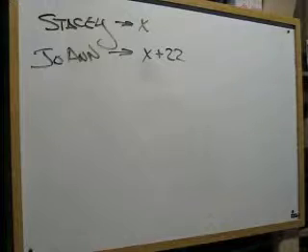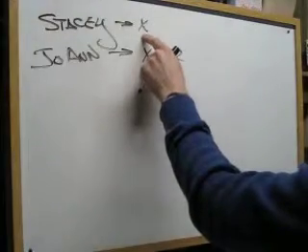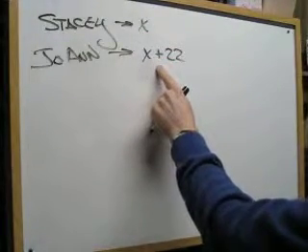6 years from now, the sum of their ages will be 42. Okay, so what do we know? Joanne is 22 years older than Stacy. In 6 years from now, their ages will add to 42. So what we don't know is their ages now. Alrighty, so we know now she's X, and now she's X plus 22.